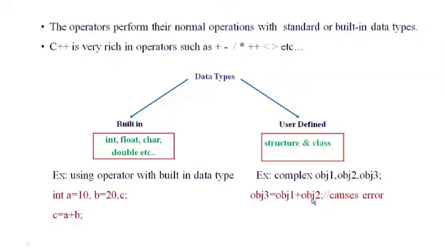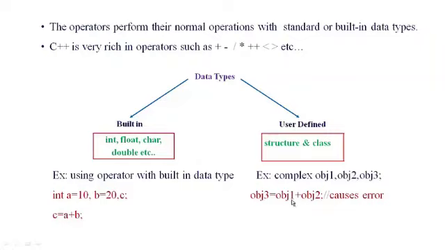This is an example of a user-defined data type. Complex is a user-defined data type, and object 1, object 2 and object 3 are the variables of this type. So, I am applying plus on object 1 and object 2, which belong to a user-defined data type. When we write these statements, the compiler will show an error because the compiler knows how to add numbers using plus, but the compiler does not know how to add objects using plus.